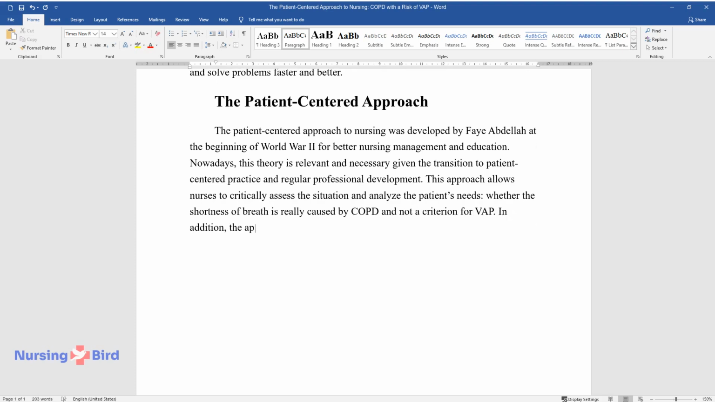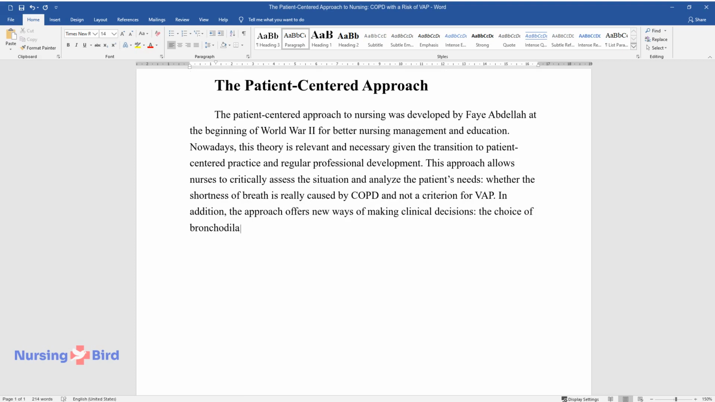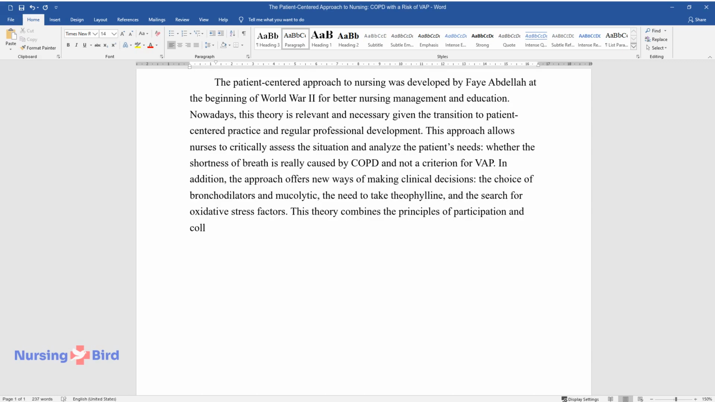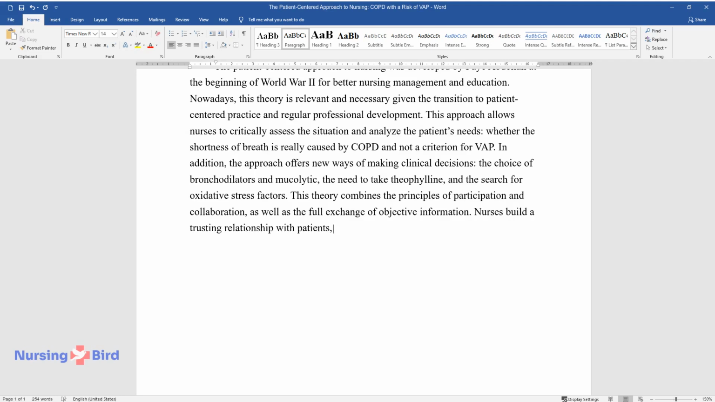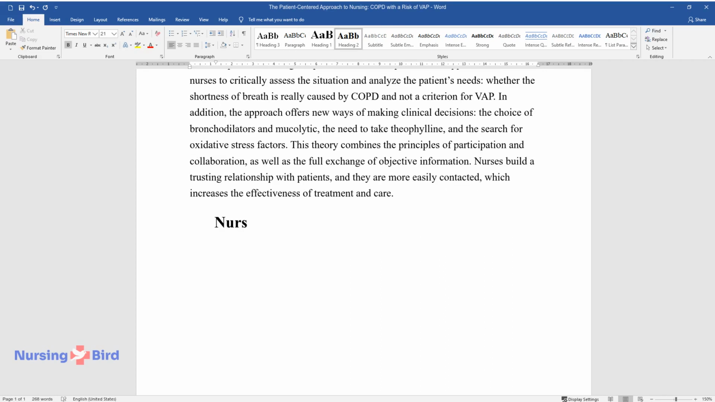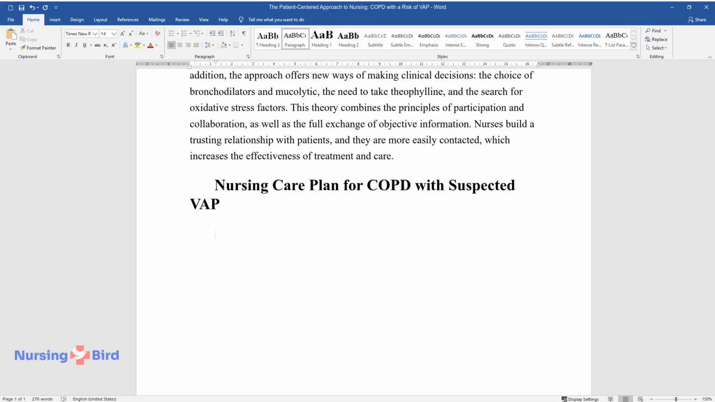In addition, the approach offers new ways of making clinical decisions: the choice of bronchodilators and mucolytics, the need to take theophylline, and the search for oxidative stress factors. This theory combines the principles of participation and collaboration, as well as the full exchange of objective information. Nurses build a trusting relationship with patients, and they are more easily contacted, which increases the effectiveness of treatment and care.